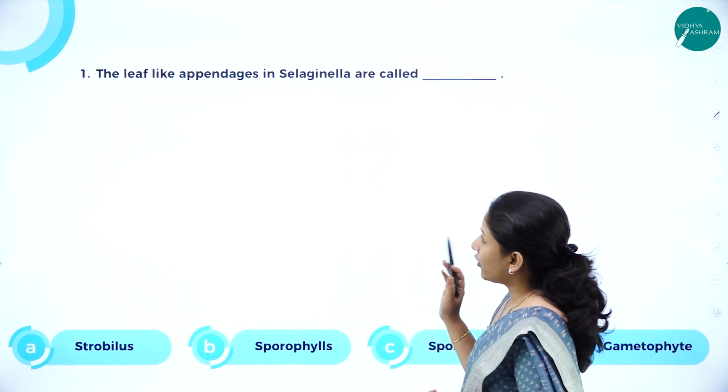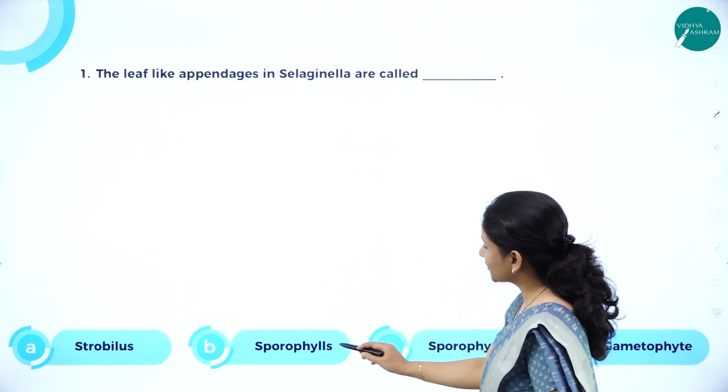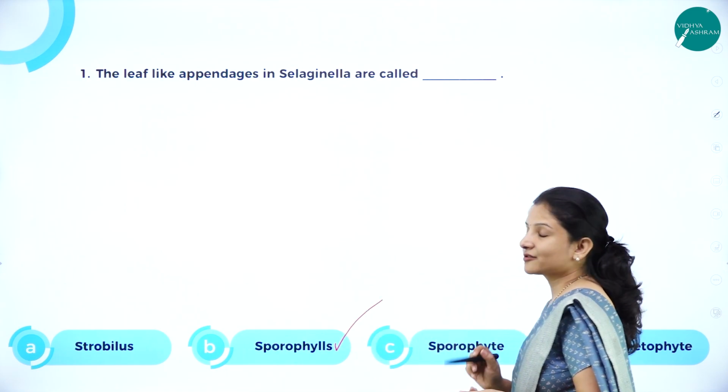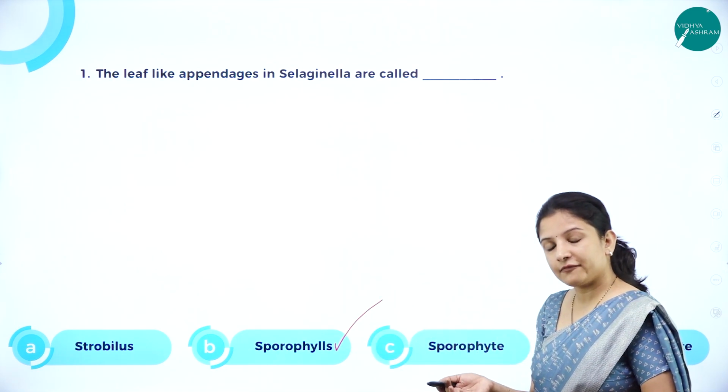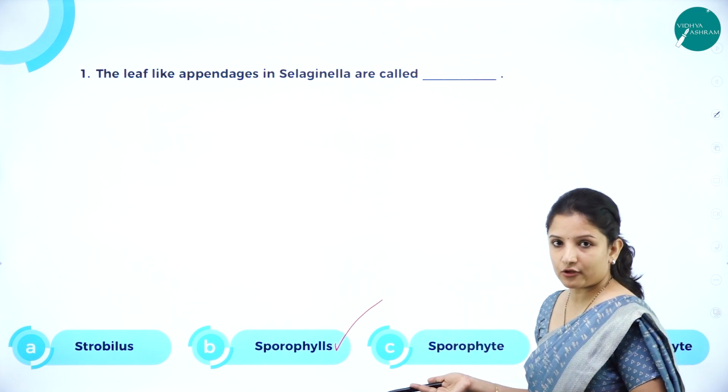So what was the question? What are the leaf-like appendages called, right? So it is called as sporophylls. Because they are called sporophylls, because these leaf-like appendages bear the spores. So that is why they are called as sporophylls.